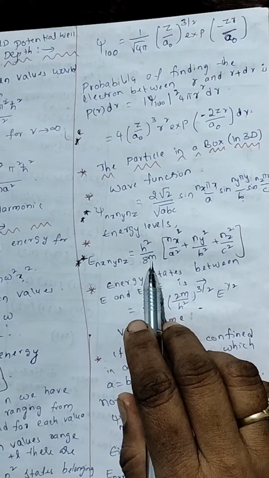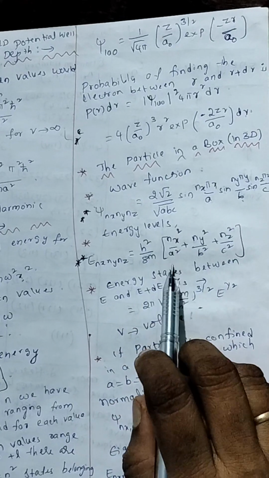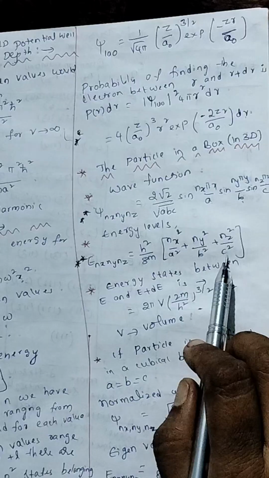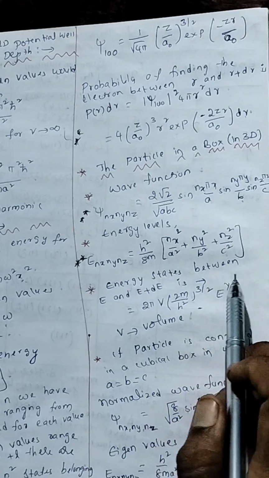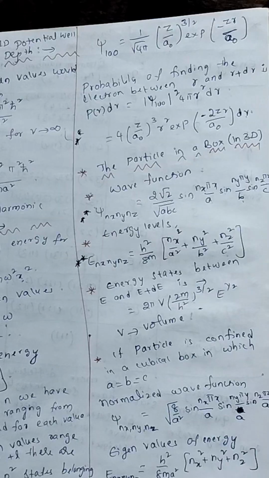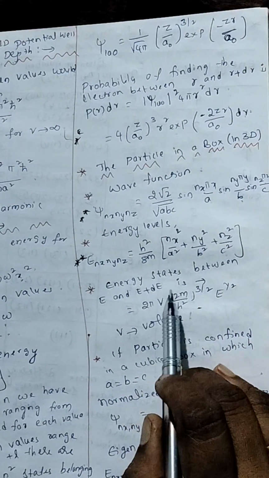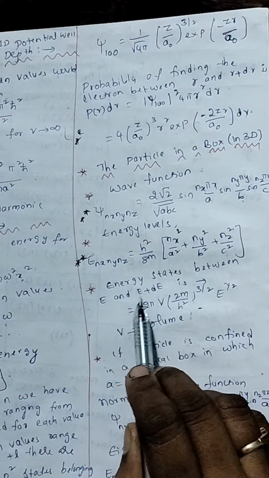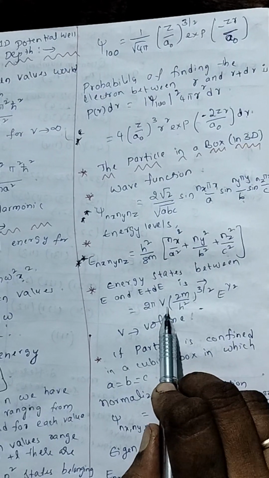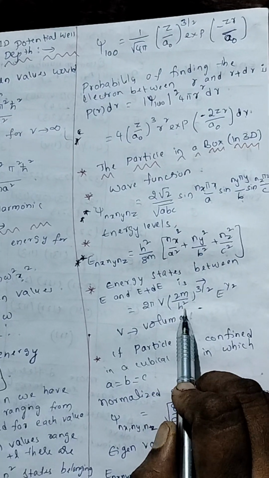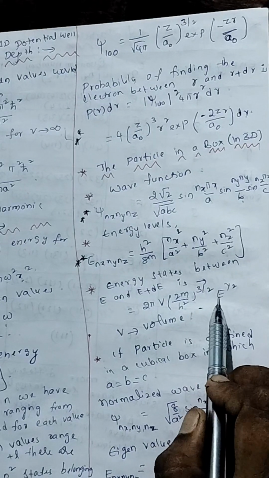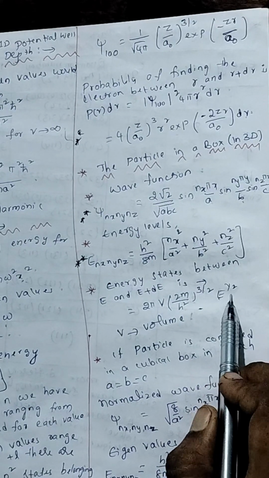h square by 8m, nx square by a square plus ny square by b square plus nz square by c square. If a equal to b equal to c, let us discuss after this what will happen. First, let us write the energy states between E and E plus dE. That is 2 pi V, volume V, into 2m by h square, h Planck constant, m mass, whole to the power of 3 by 2, E to the power 1 by 2.